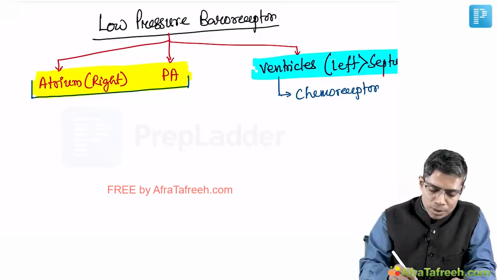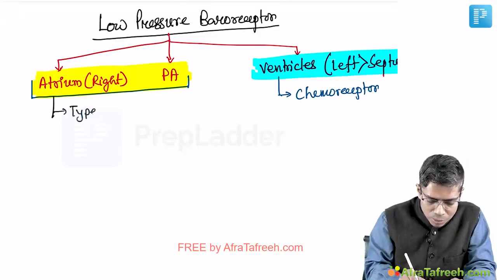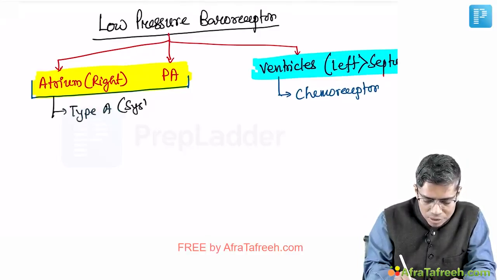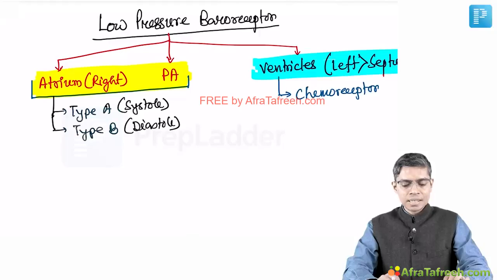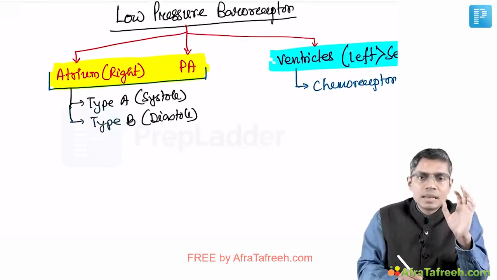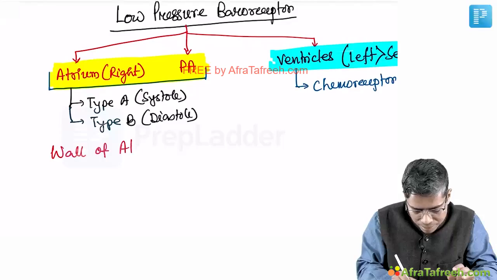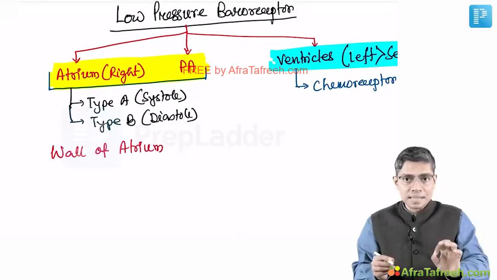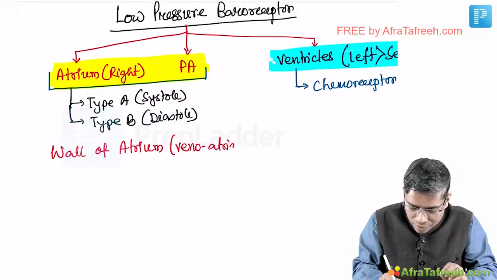There are two types of low pressure baroreceptor. One receptor that is known as type A low pressure baroreceptor, that is activated during systole of the heart, and type B receptor which is activated during diastole of the heart. Two types of low pressure baroreceptor. Now if I ask you at the level of right atrium where it is located, obviously like baroreceptor it is located at the wall of atrium, mainly the right atrium, especially at the level of veno-atrial junction.